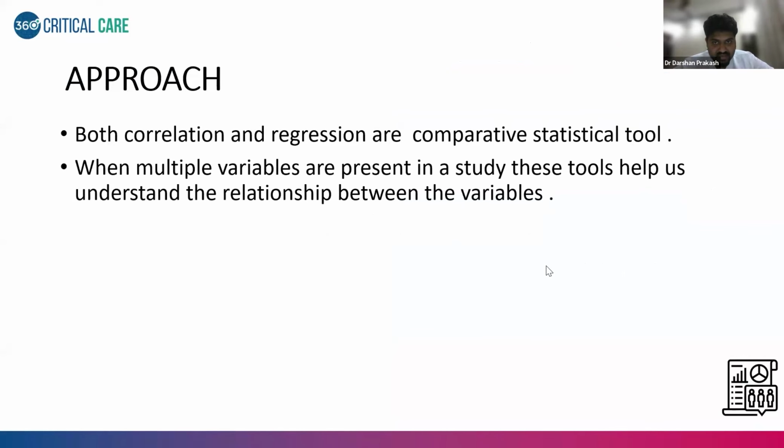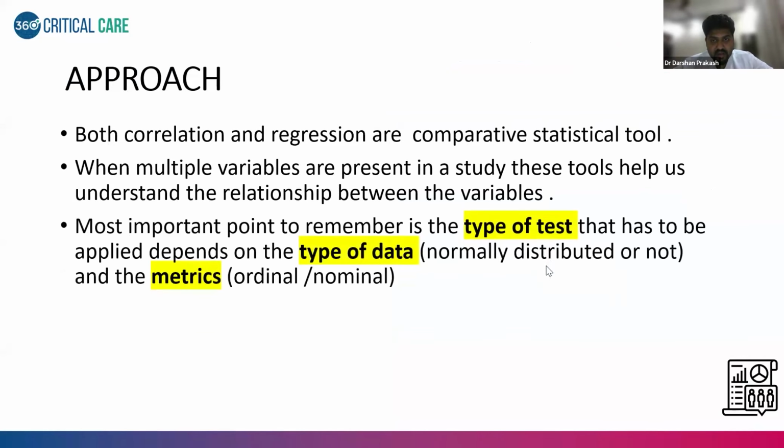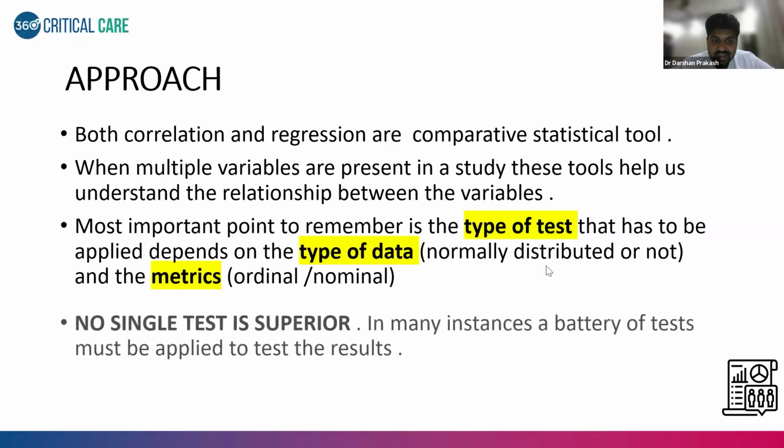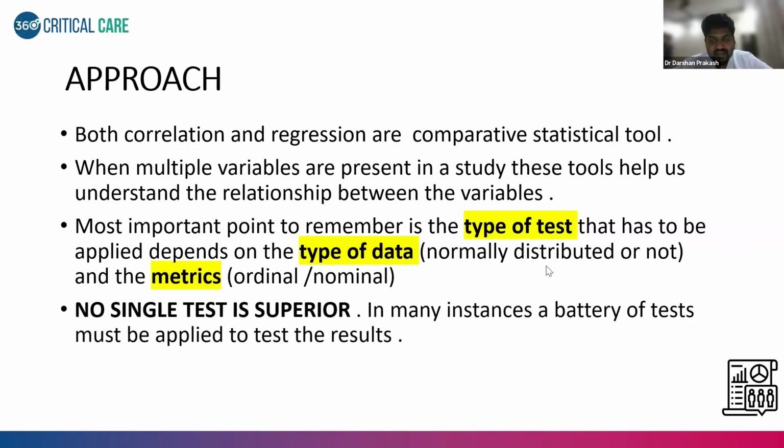The important thing is that it depends on the data at hand. The type of test that we apply, whether correlation or regression, depends on the type of data, whether it is normally distributed or not, whether it is ordinal data or nominal data. Based on this, a particular statistical tool can be chosen. Always remember, no single test is superior. In many instances, a battery of tests can be applied, or should be applied, to get a better outcome.